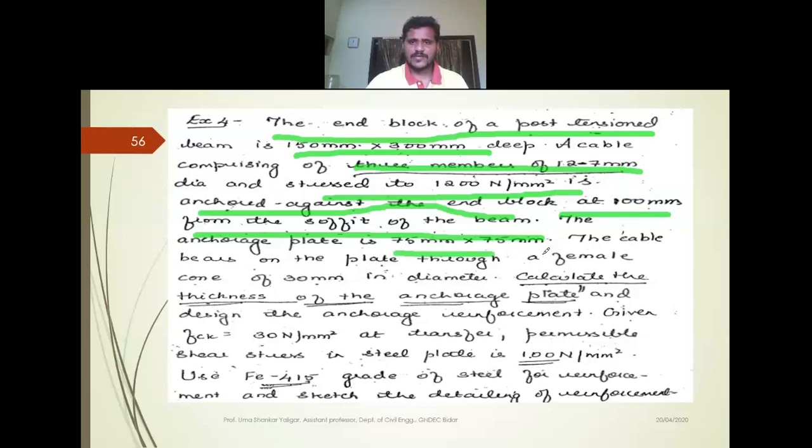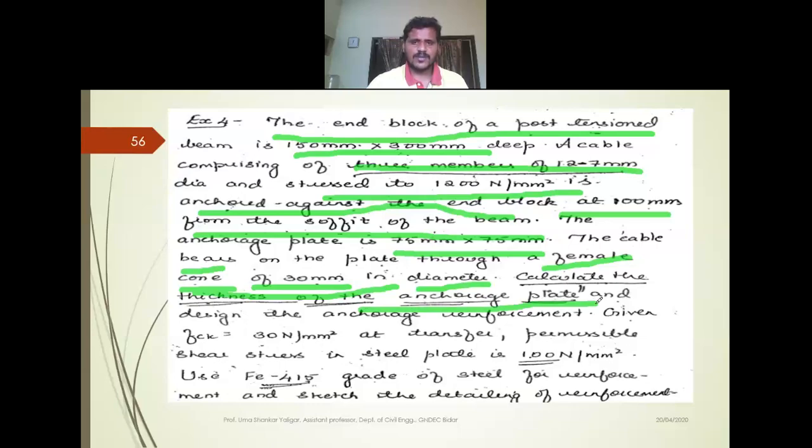The anchorage plate is 75 by 75 mm. The cable bears on the plate through a female cone of 30 mm in diameter. Means whatever the cables are there, it is passing through the female cone, which is of 30 mm in diameter. Now you calculate the thickness of the plate.